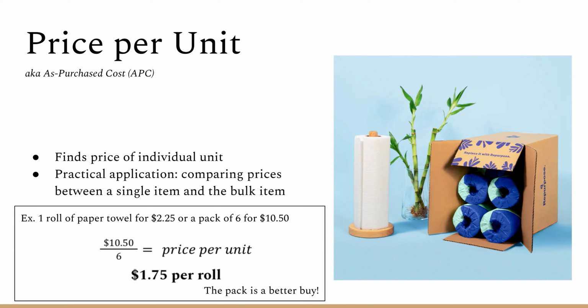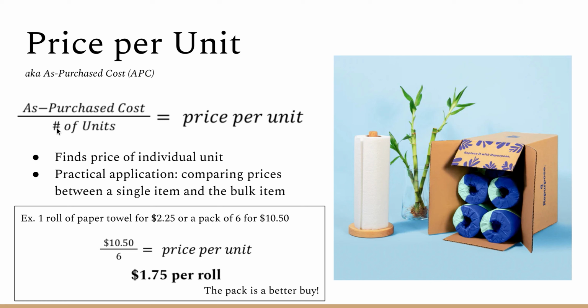This is kind of where we stopped at class. So this is price per unit. You might also see it written as purchase cost, APC. This is a really, really simple equation. I'm sure you guys already do this normally anyways, but there is an equation for it. So let's just cover that real fast. It is purchase cost divided by the number of units, and that is price per unit. This finds us the price of the individual unit, and you can use it when you're comparing prices between a single item and the bulk item.